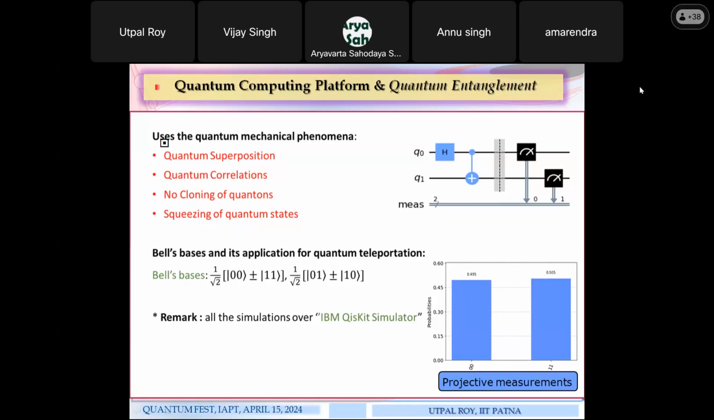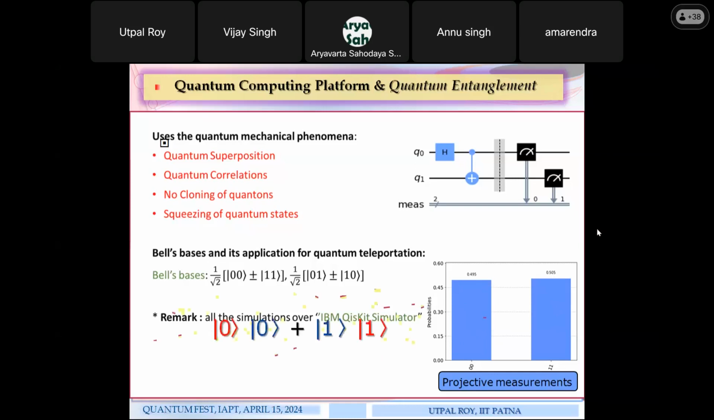So ideally you should get half, but because it is a realistic virtual computer, the computer is there but it is not in front of you. You give the circuit and put it in the queue, and then they can perform it on the real quantum computer. So this is how it is.